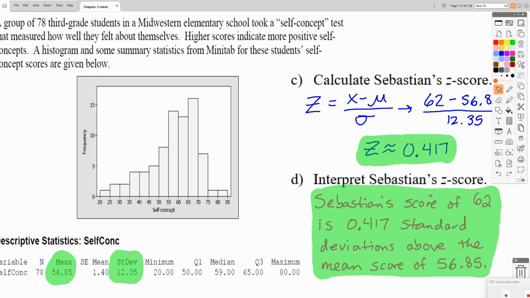Now, part D, what does 0.417 mean specifically as a z-score? Well, a z-score represents the number of standard deviations above or below the mean. And since it's a positive z-score, then we are above the mean, right? A 62, Sebastian's score, was above the mean of 56.8, which is why we should get a positive z-score. So Sebastian's score of 62 is 0.417 standard deviations above the mean of 56.85. Really, I would be happy if you would just tell me that it is 0.417 standard deviations above the mean. You don't necessarily have to tell me what the mean score was because it was already given in the problem.